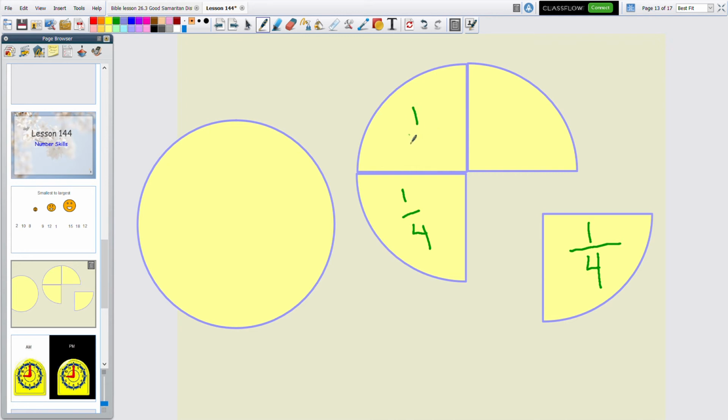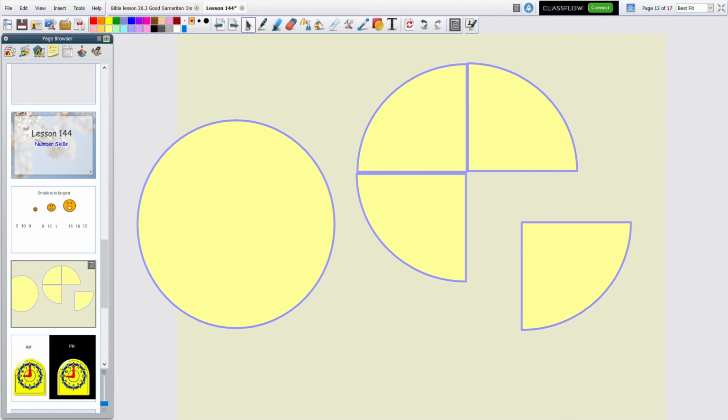This is 1/4, because each one is 1/4. But I only get 1 out of those fourths, and each person gets 1 out of the fourth. So we've got 4 of them if we put them together. So I'm going to take away my writing, and I'm going to move this around a little bit.